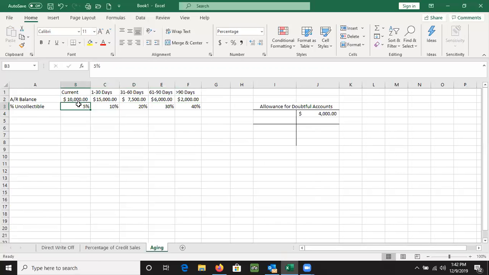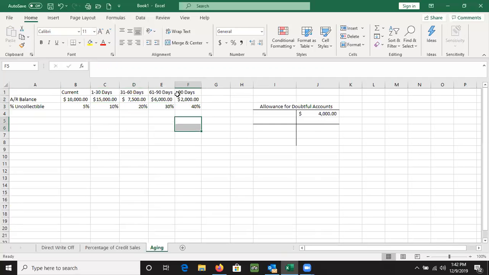So in this case, what these mean, this company has $10,000 accounts receivable that's current. It just happened. The company estimates 5% of this $10,000 won't be collected. Then the company has $15,000 of accounts receivable that is 1 to 30 days overdue. They estimate that has 10% chance of not being collected. Then they have 7,500 that's 31 to 60 days overdue. They estimate a 20% chance that won't be collected, so on and so forth.